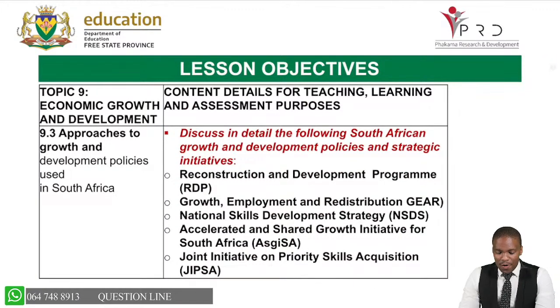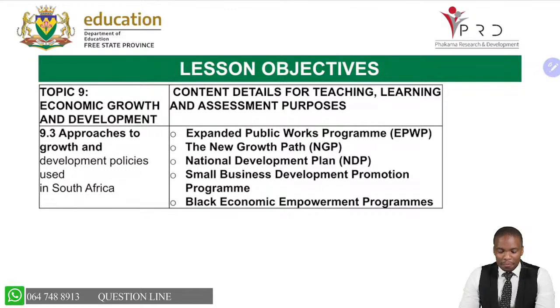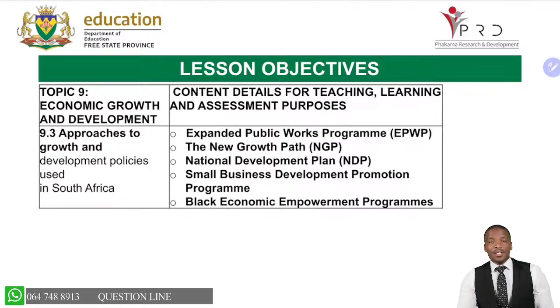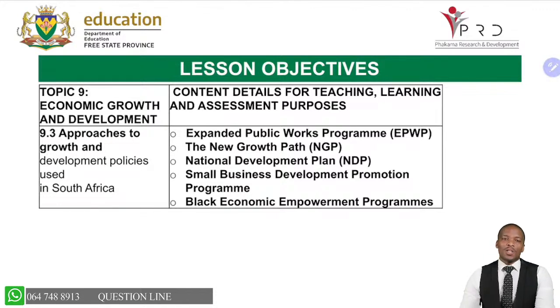So if we look at here, some policies that were introduced in South Africa, such as your EPWP, the Expanded Public Works Programme, the New Growth Path, the National Development Plan, the Small Business Development Promotion Program, the Black Economic Empowerment Program. So these policies are the ones that the South African government introduced to achieve growth and development. They are not limited here. There are more as we continue with the lesson. We'll keep on expanding them.